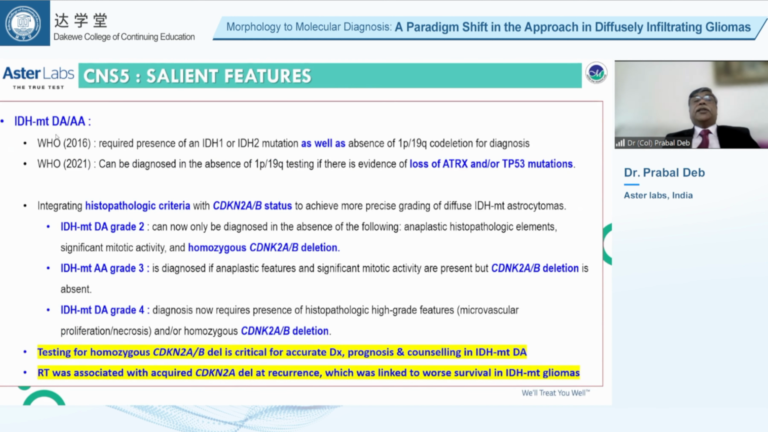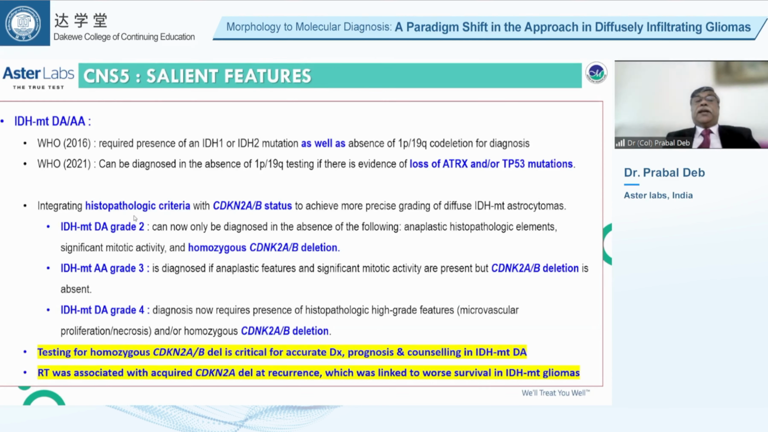In contrast, we have the IDH mutant astrocytoma, which in 2016 required the presence of IDH1 or 2 mutation along with 1p19q co-deletion. However, since 1p19q is quite expensive to do and requires a more specialized setup, in 2021 it says that loss of ATRX and/or TP53 mutation along with the presence of IDH1 is enough. One need not do LOH 1p19q testing.